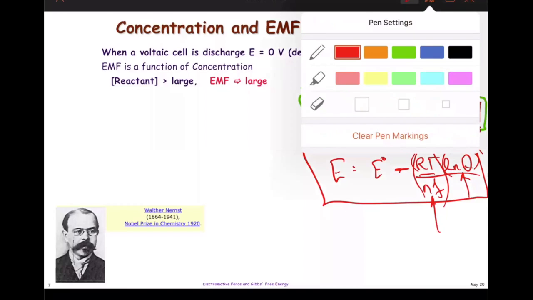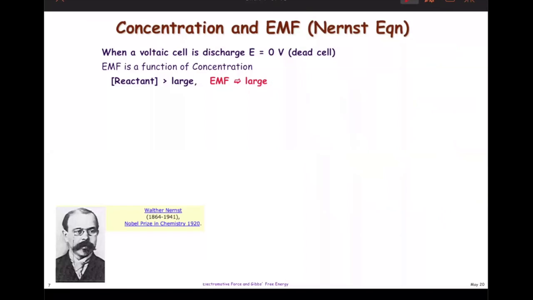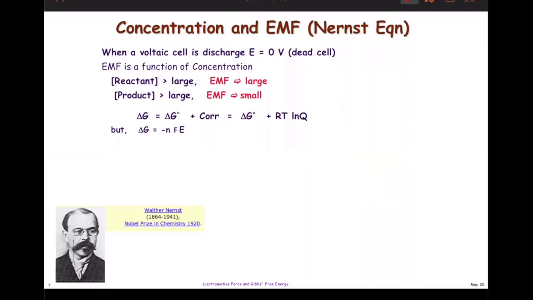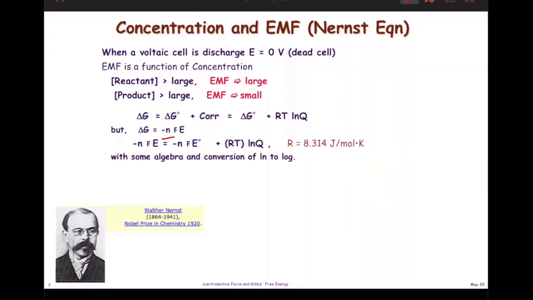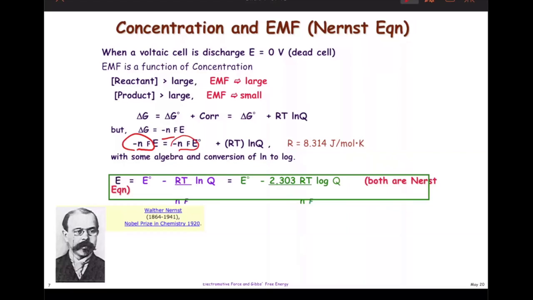Let me just show you the derivation. We're basically using free energy and we're substituting this in. And when we do that, we have this equation. We're dividing the whole thing by minus NF. And when we do that, we get that. I apologize because this should be over here. This should be NF. This should be NF. Again, the format failed me.